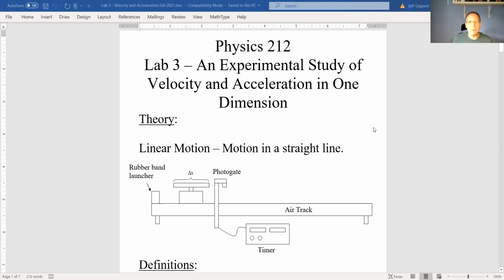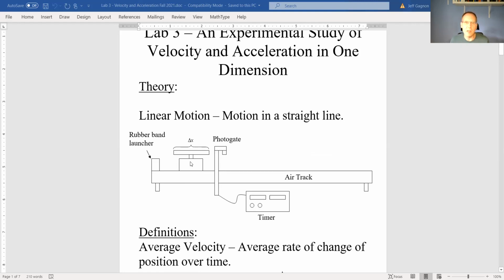So first thing, linear motion is simply motion in a straight line. So that's what we mean by one-dimensional motion. Think of it as motion of a cart that's moving either to the right or to the left, right? Positive X or negative X direction on an air track. So it's linear motion, one-dimensional motion just along the air track.